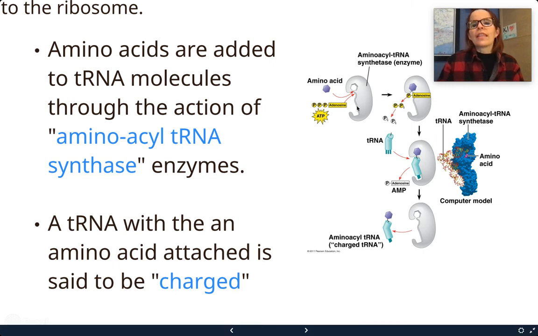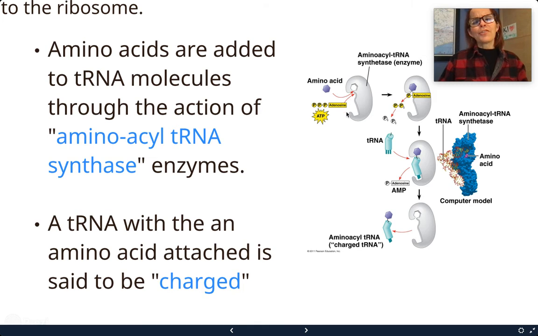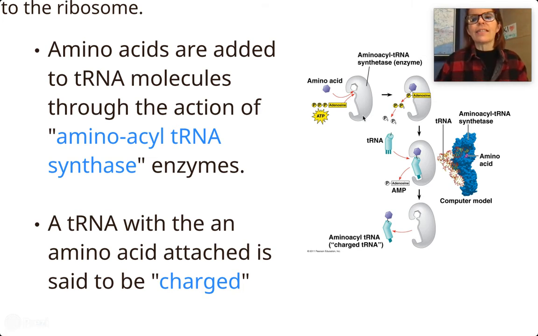So it turns out that there are 20 different enzymes. Remember, enzymes are involved in absolutely everything. Anything that happens in the cell, there are enzymes involved. You haven't even learned a billionth of all the different enzymes that are working and doing things in your cells. So there are 20 different aminoacyl tRNA synthetase enzymes.